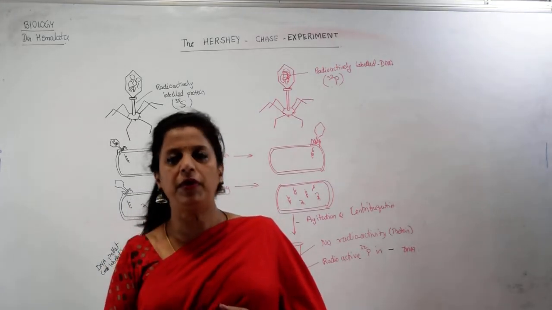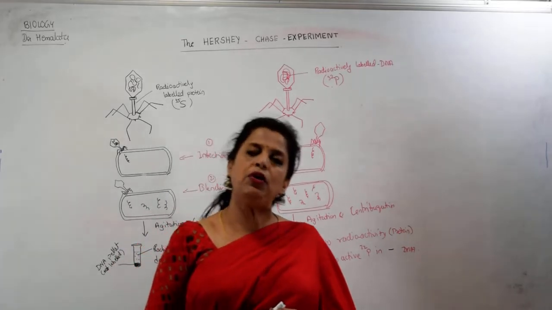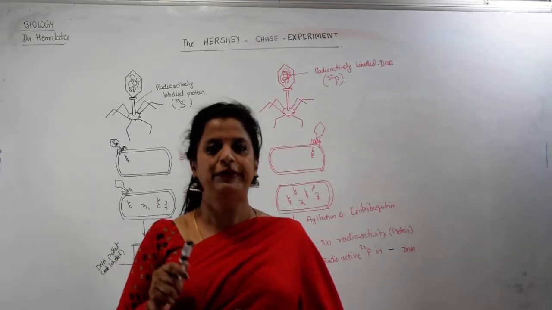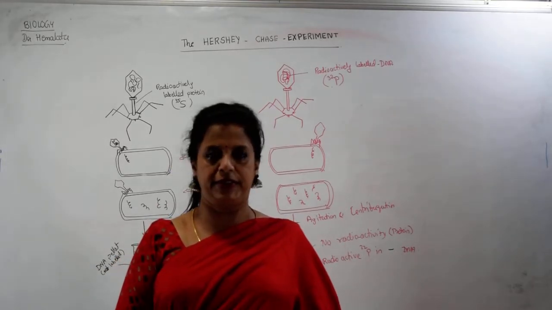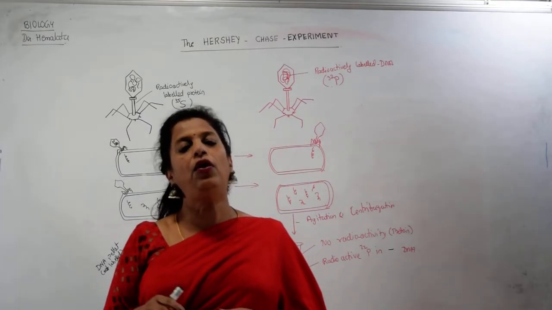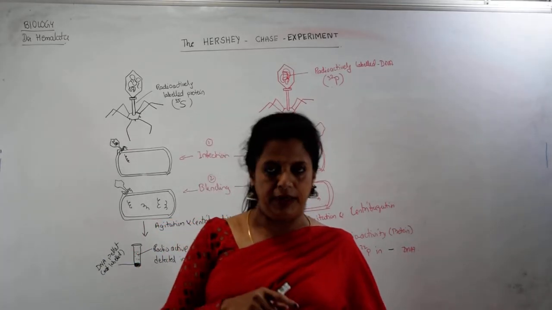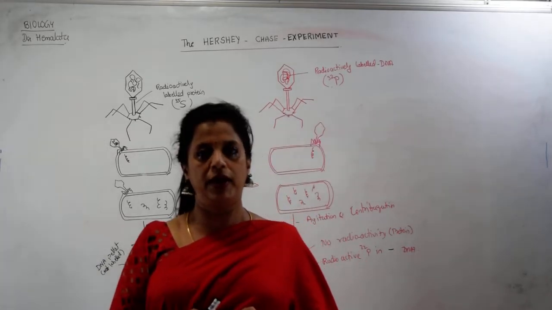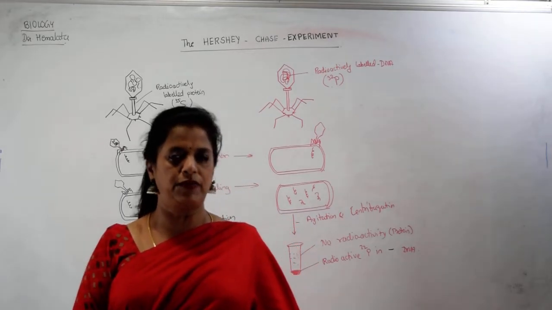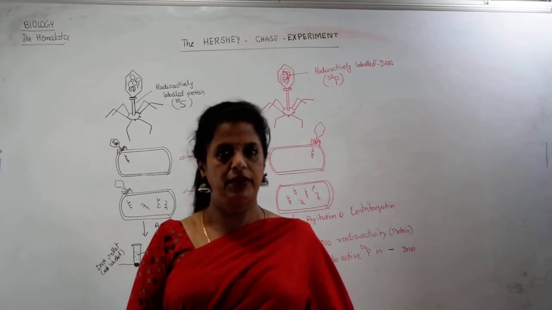One, I told you, was Griffith's experiment, the first one. He did not identify which exactly is the material which is transferring the characters, right? But Avery almost came to a conclusion it is DNA, because other content like proteins or RNA are not involved in genetic transfer. They are not acting like a transformation principle. That means only DNA is involved.